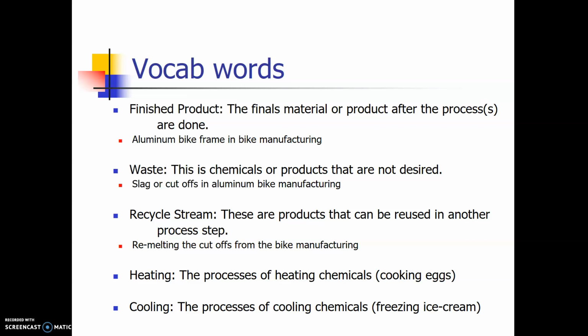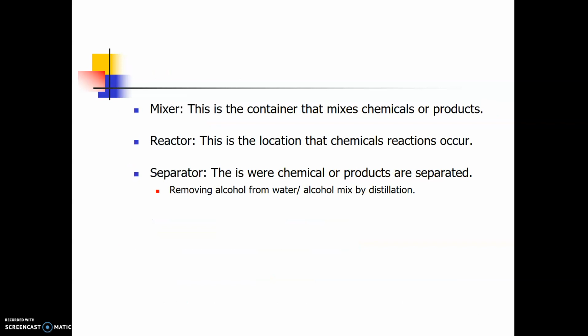So you can reuse heat or remelt something, and you can take cutoffs from the bike and reuse them again for another process. Then there's how you're heating it and how you're cooling it, again like cooking eggs or the freezing of ice cream. There is going to be a mixer where you're mixing your chemicals, or it's the place where you're assembling the mechanism, like your bike. That would be like a mixer.